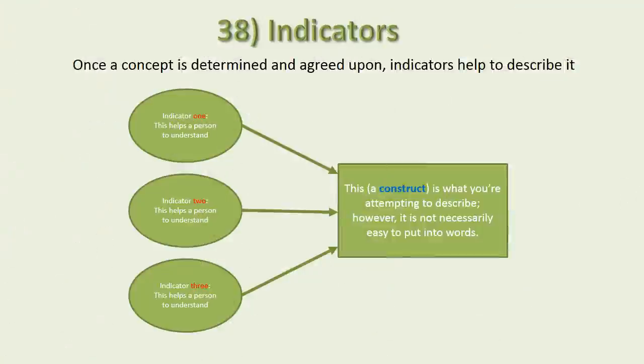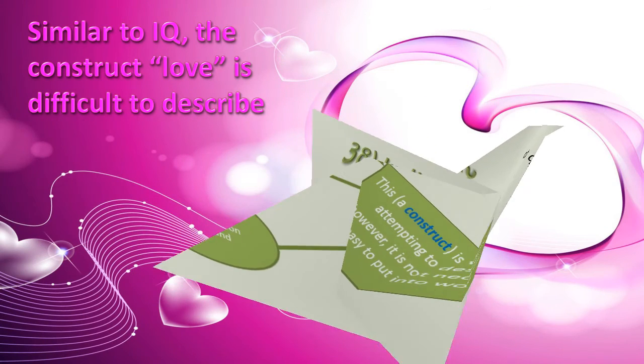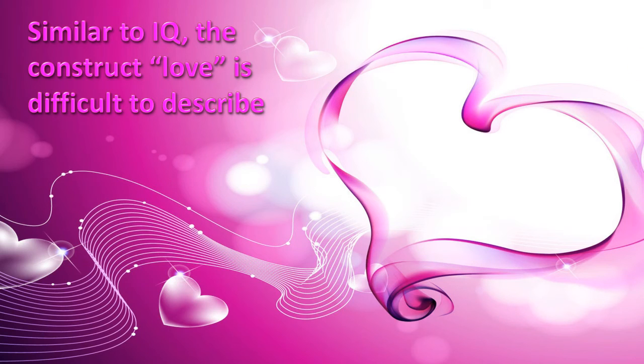Now we're going to bundle all these terms and try and make sense of them. So we're going to start with indicators. We're going to assume that you've determined and agreed upon your concept, and now you're going to use indicators to help describe a construct. So you can see from the diagram, 1, 2, and 3 are going to help you to understand this indirectly, or it's a construct that's not directly observable or indirectly observable. It's just assumed. Similar to IQ, the construct of love is difficult to describe.